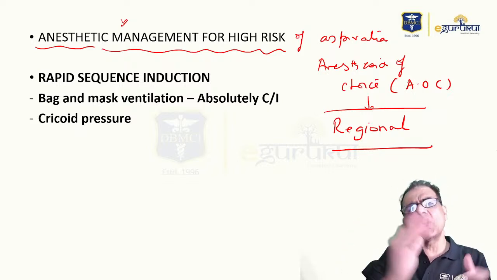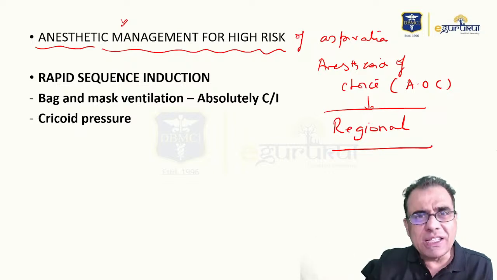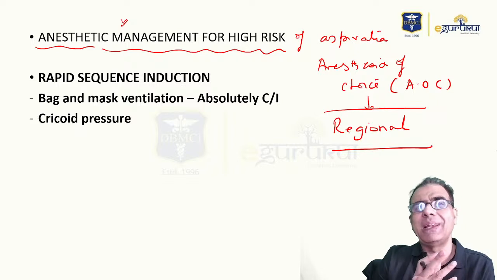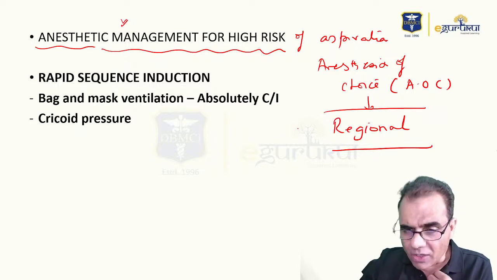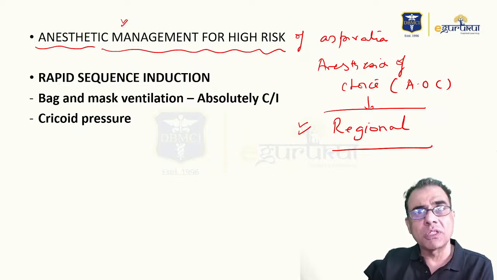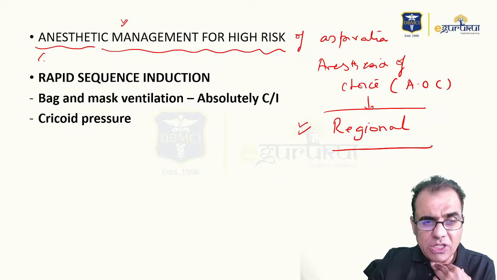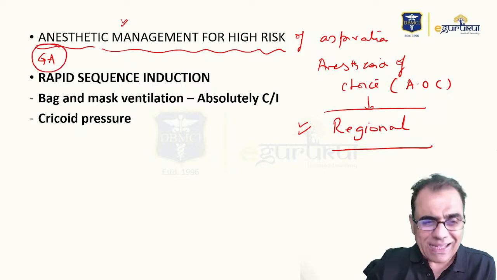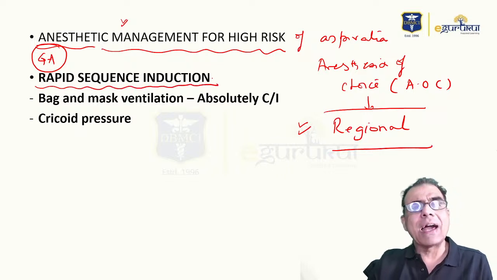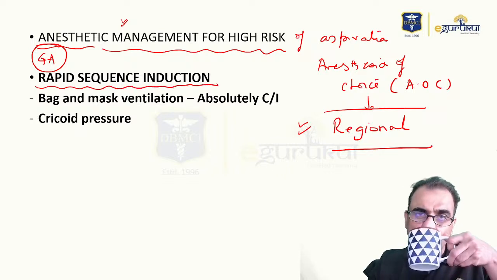So anesthesia of choice is regional anesthesia, meaning we will avoid GA because the patient may aspirate during general anesthesia. If surgery is possible under regional anesthesia, we try to get the surgery done under regional anesthesia and avoid general anesthesia, but that is not always possible. Some surgeries require GA. So if general anesthesia is to be given, then the technique that we follow is called rapid sequence induction.